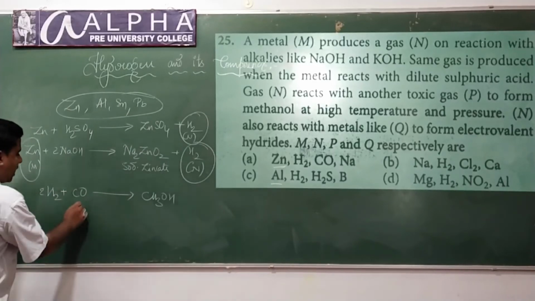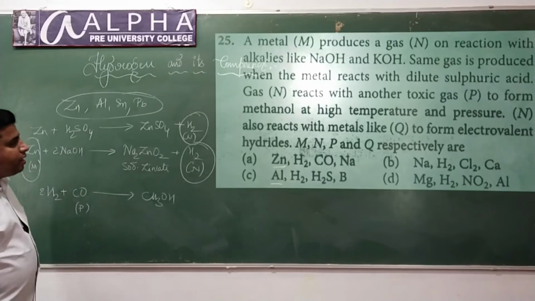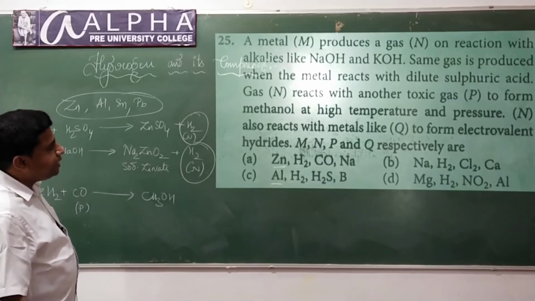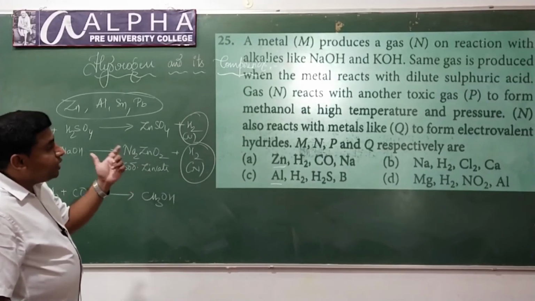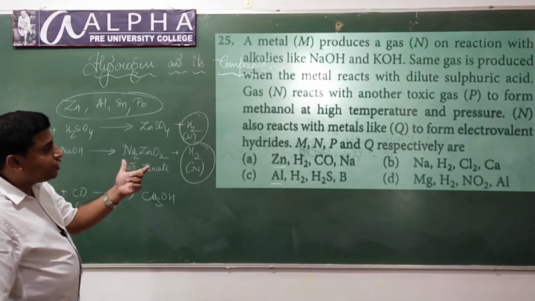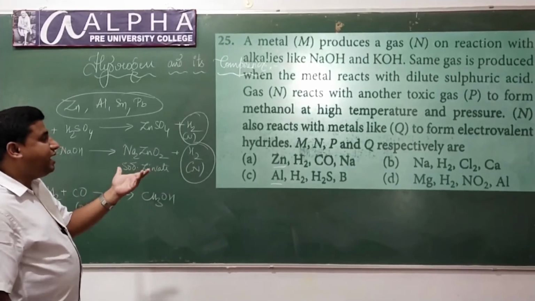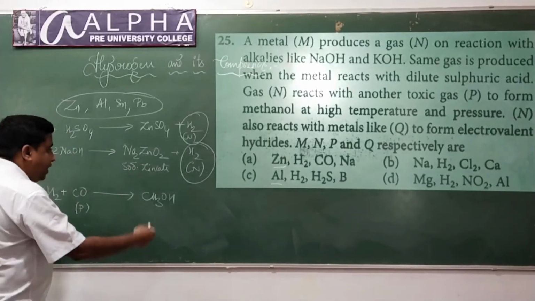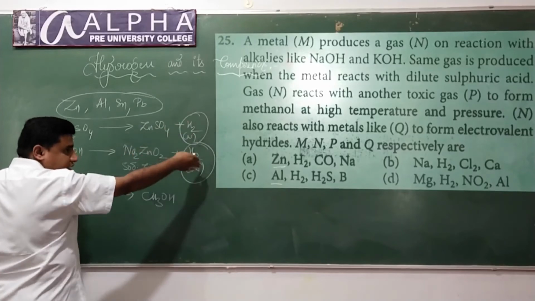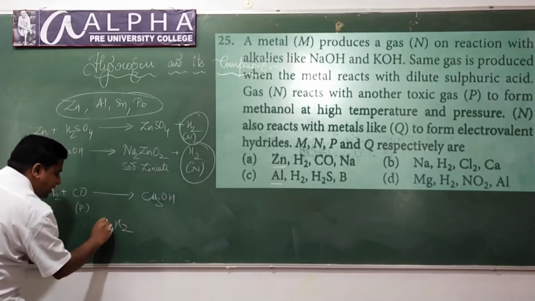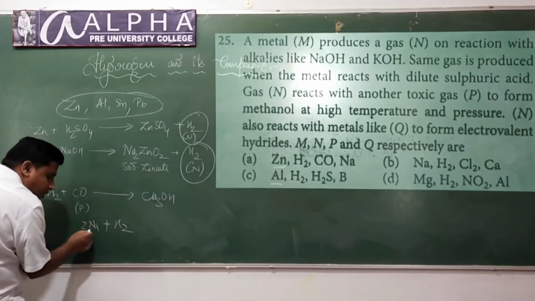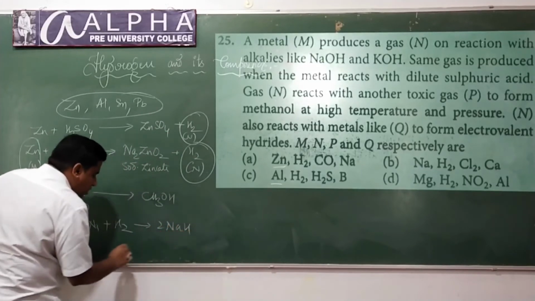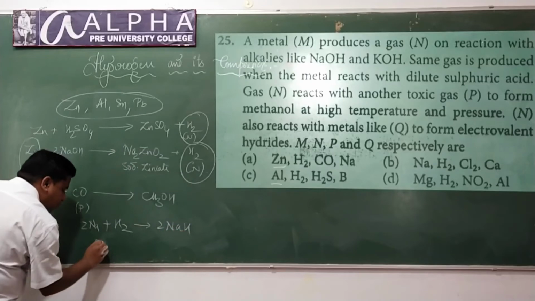So carbon monoxide is taken as P, to form methanol at high temperature and high pressure. Also, it reacts with metals like Q to form an electrovalent hydride. When this gas reacts with metals like sodium, an electropositive metal, it forms a metal hydride. So this is going to be Q.